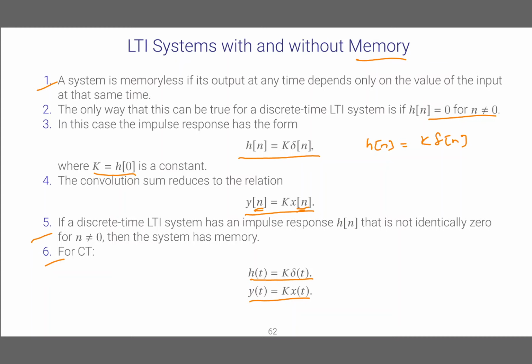Actually, to properly say it, to compute the value at y[n], the system will take values other than x[n], maybe x[n-1] and so on, or maybe x[n+1] and so on.